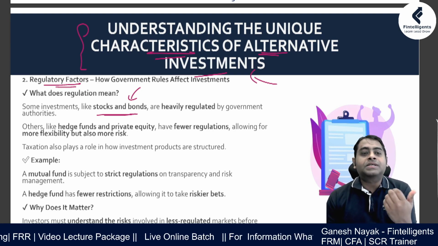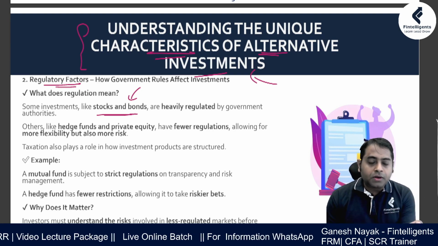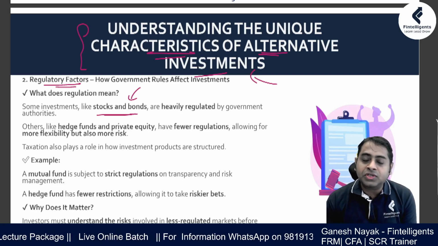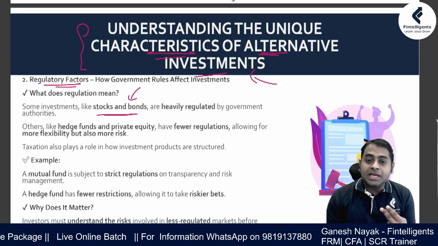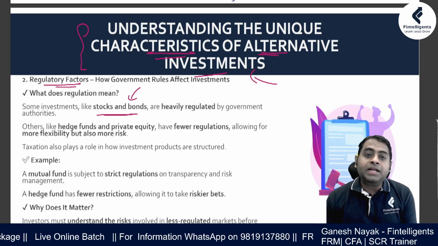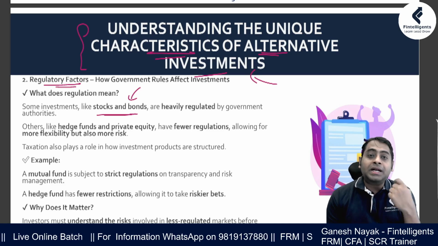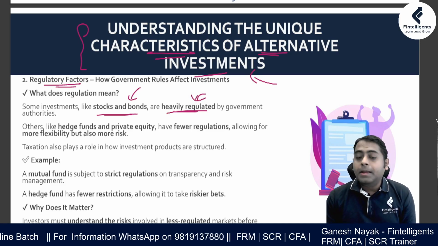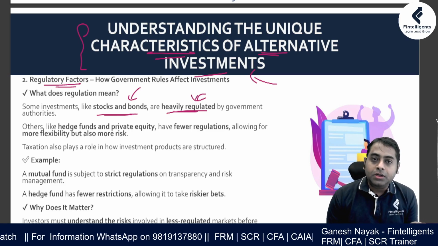So when you invest in a stock product or a stock, it is regulated heavily. There is a lot of disclosure that happens at the exchange level, and a lot of disclosure at the company level. Why? Because they want to protect the retail investors who are participating in these traditional products. So it is heavily regulated. But when you look at alternative investment, the regulation is lesser.